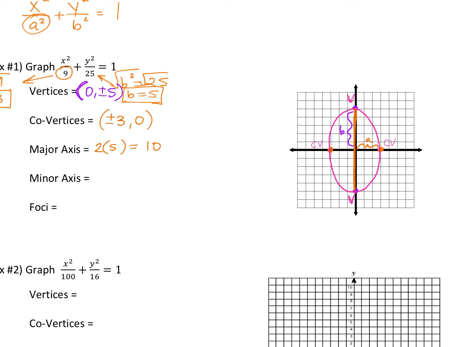What's your minor axis? 6, yeah, 2 times your A value, 2 times 3, or 6.